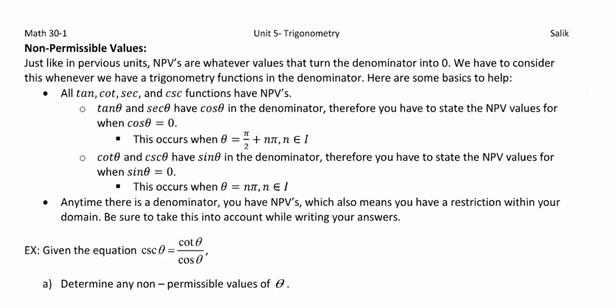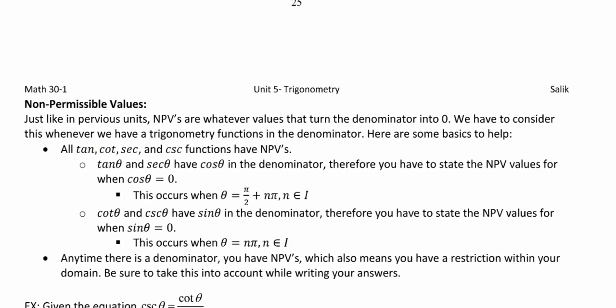Non-permissible values. Just like in the other units, we can't divide by 0. We know this. In our rational expressions unit especially, we had something like x squared plus 2 over x minus 1, and our non-permissible value here would be 1, because that's what would make the bottom 0. We have to do the same with our trigonometric functions as well. So if I have a function like tan x or tan theta, either one, that's the same thing as sine x over cos x.